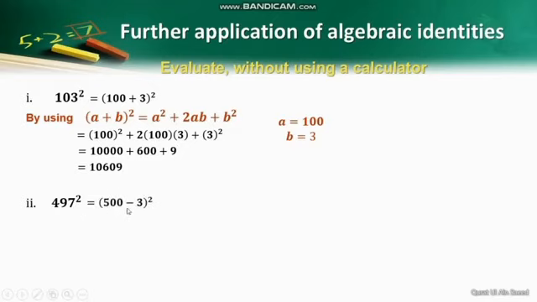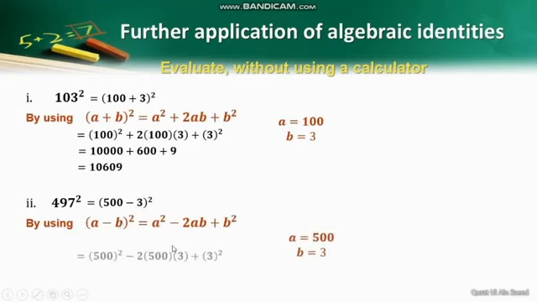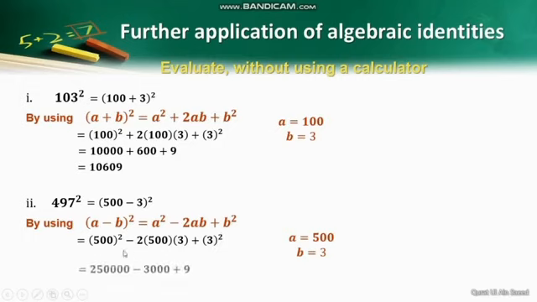Similarly, for finding the square of 497, we can think of writing it as a sum or difference of numbers whose squares are known to us. So we'll write 497 as the difference of 500 and 3. Clearly, it becomes the case of the second identity. We'll identify the values of a and b. a is 500 and b is 3. Insert the values of a and b in the right hand side, a squared minus 2ab plus b squared. Simplify all the terms and add up the terms to reach the result.